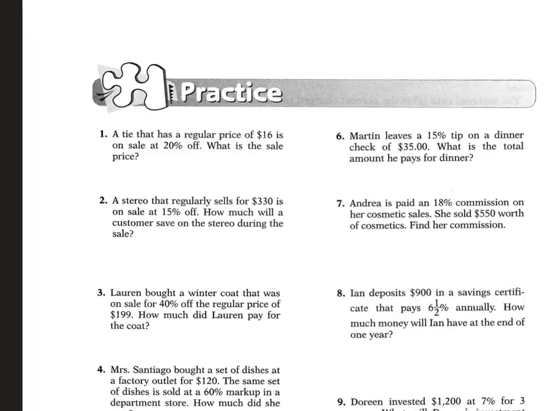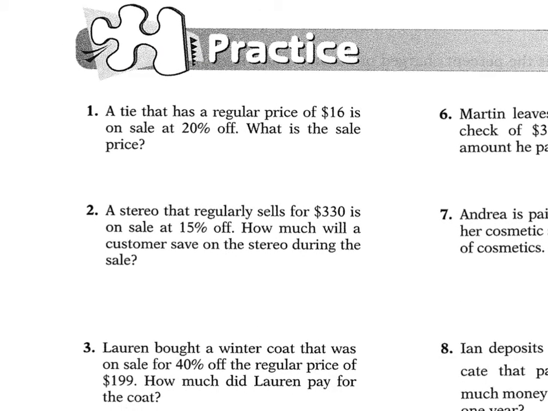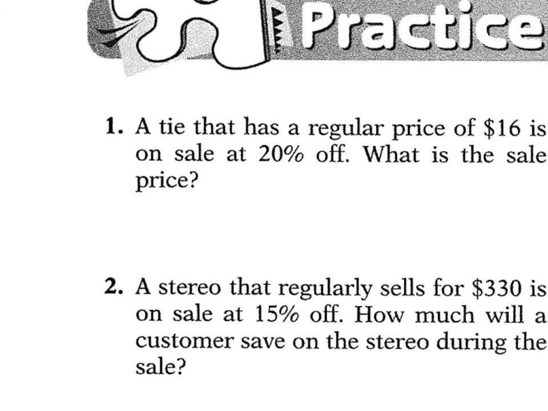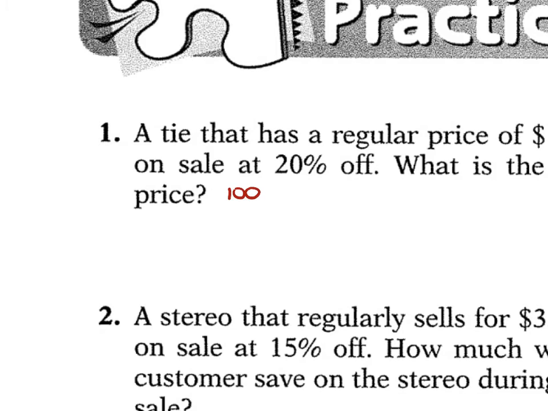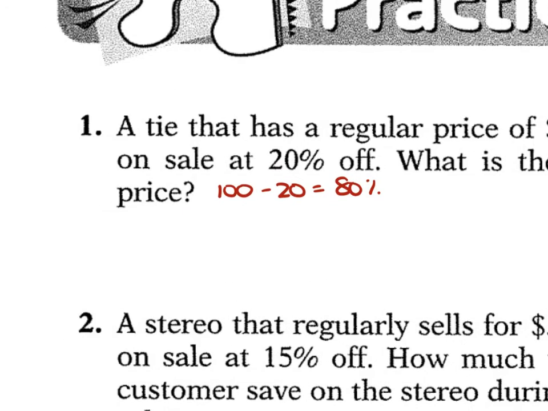So for our last page here for the practice, for number 1, it says a tie that has a regular price of $16 is on sale at 20% off. What is the sale price? So we are going to do the 100 minus 20% is 80%. We can then multiply the 80% as a decimal to the 16. So 16 times 0.8 is going to give us $12.80.